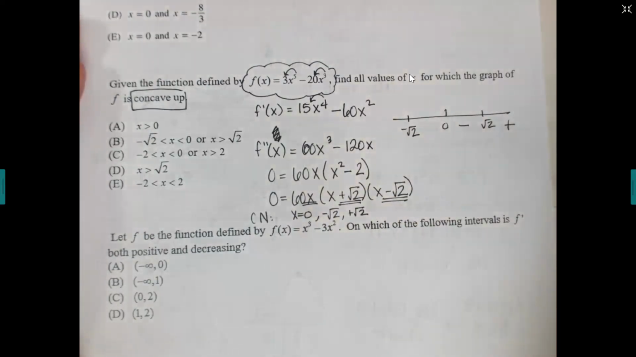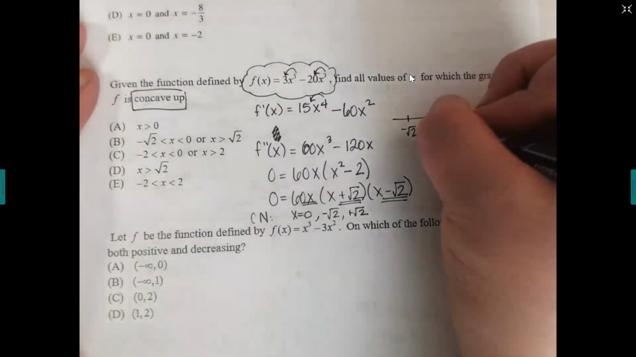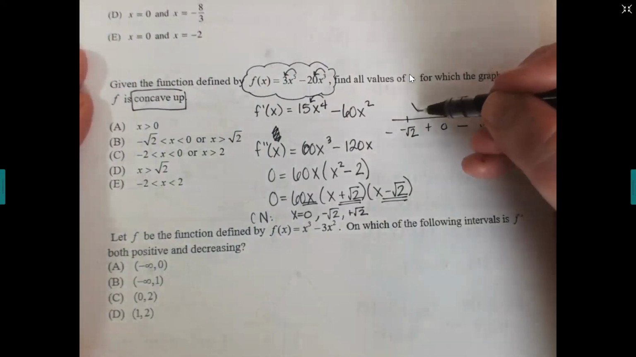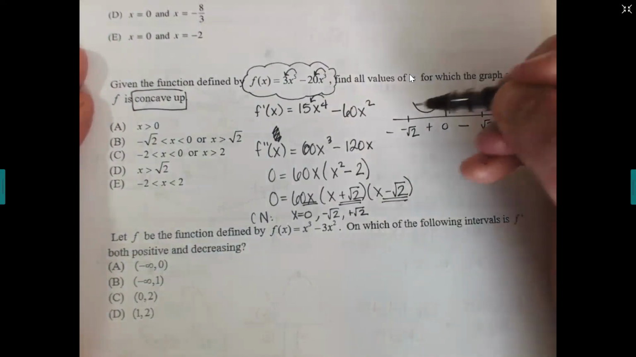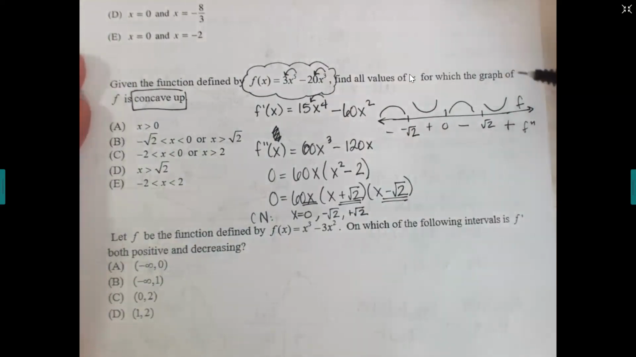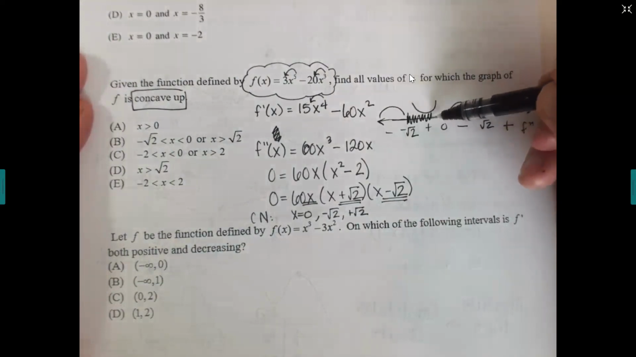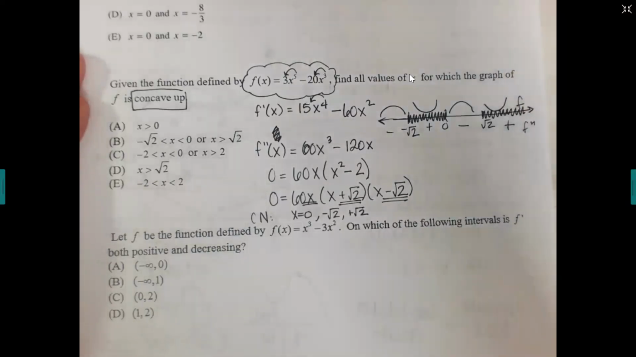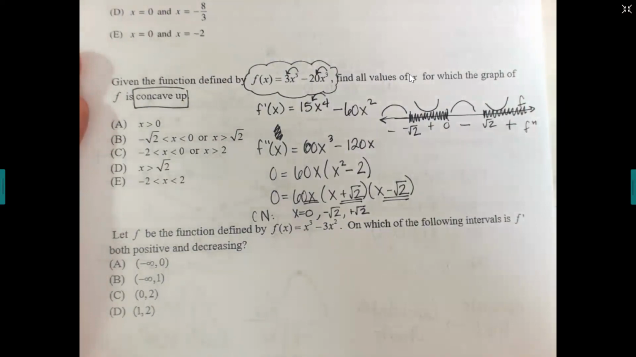But if you remember your double root rule, then you can just flip-flop the signs, so plus minus. Then we want concave up. So we want the positives, F double prime positive means that F is concave up on these two, down on these two. So then which answer would we want here? Negative root 2 till 0, and then root 2 till infinity, which is the same as B. Yep. Good.